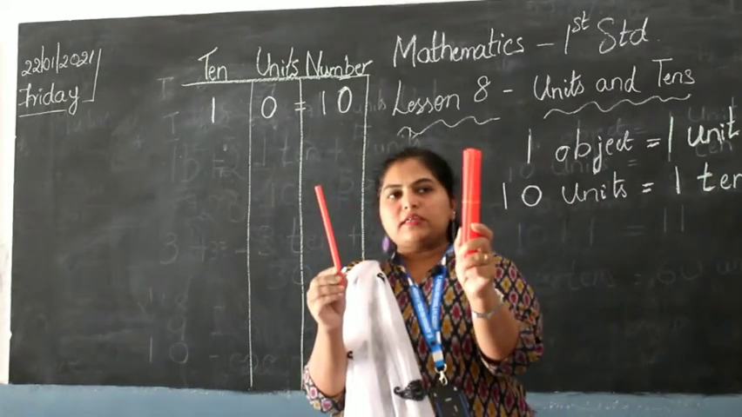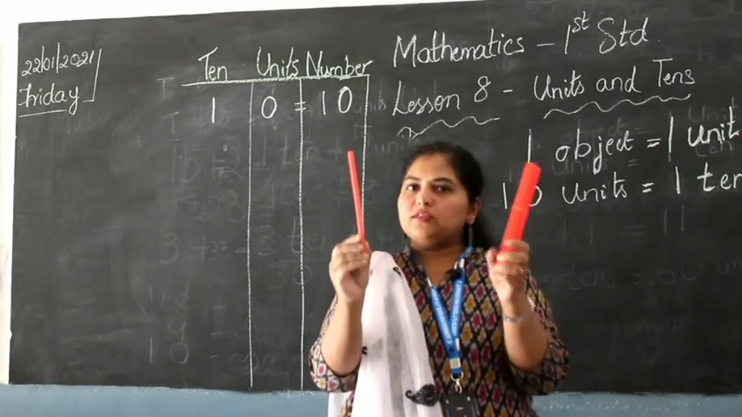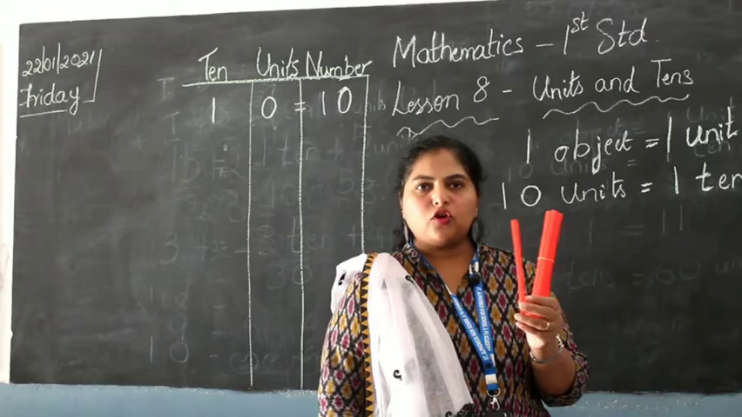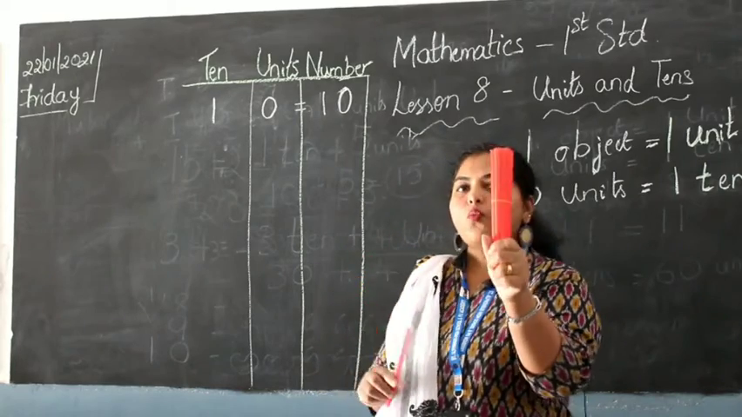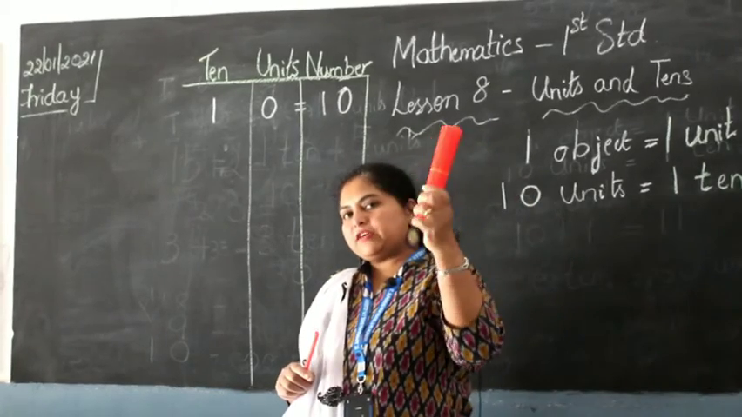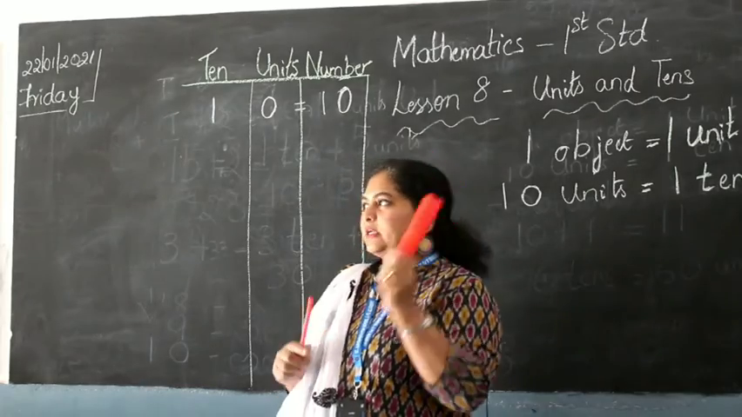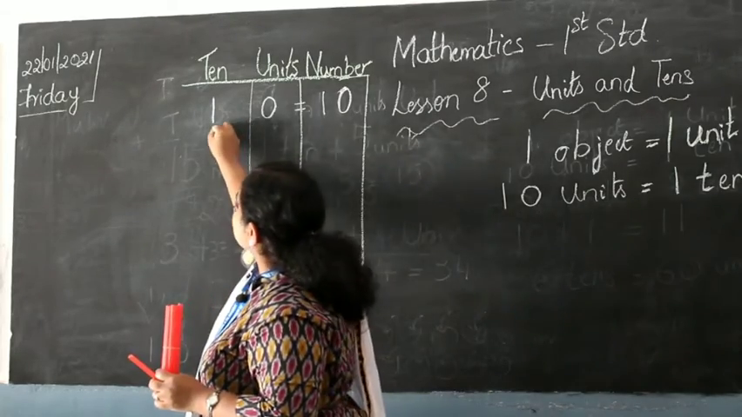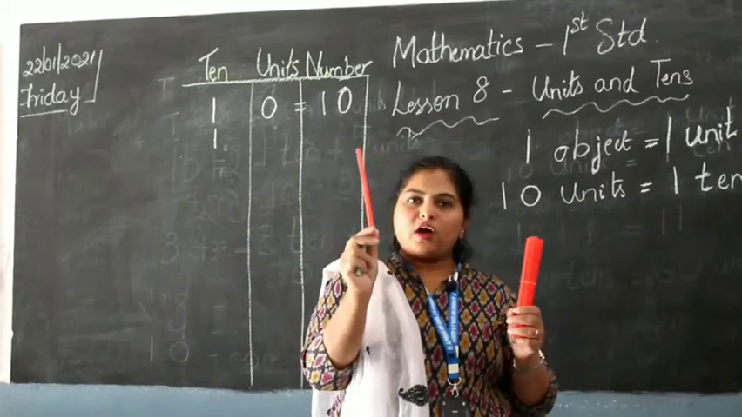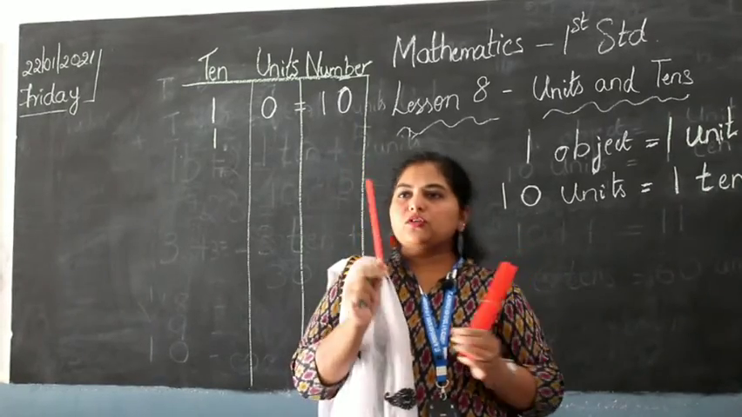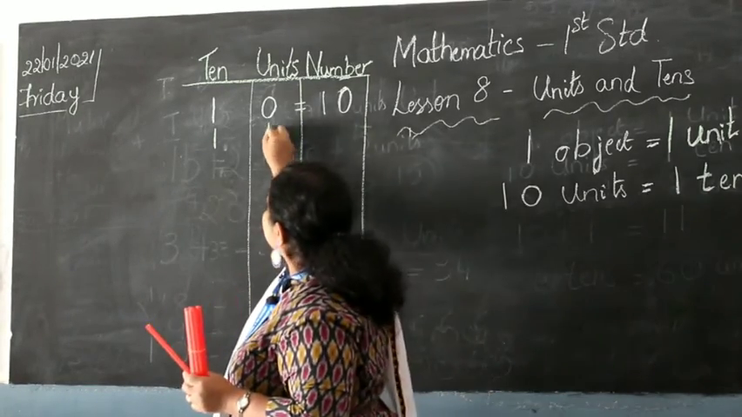Now I have 1 ten plus 1 unit. How much is it? Let's count how many straws I have in my hand. I have 10 straws in my left hand, so this is 1 ten. I write 1 in the tens column. Then I have 1 unit, so I have 1 in my units column.